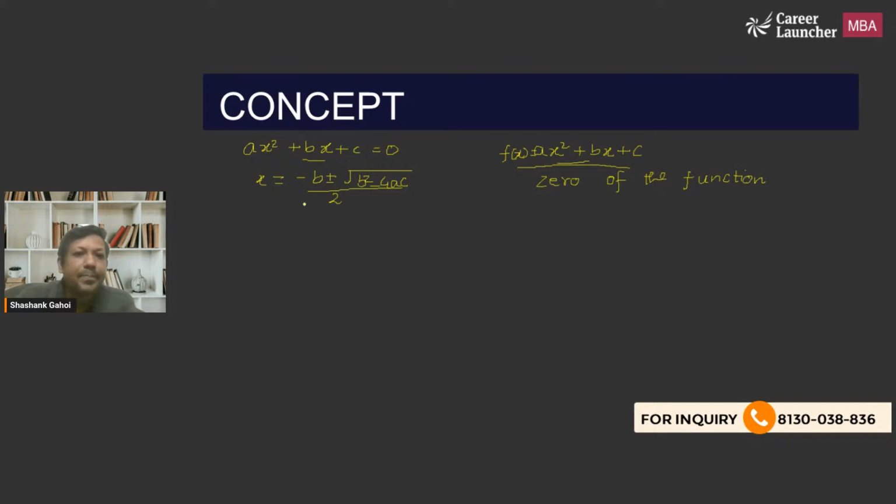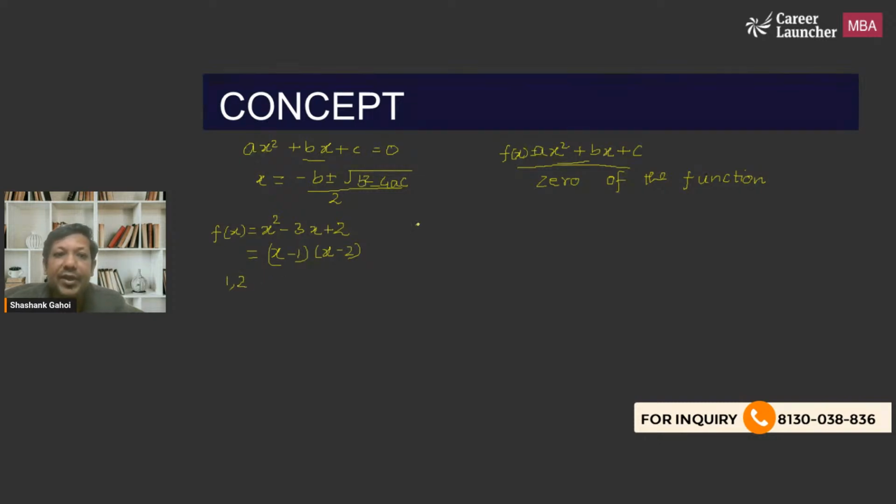So I'm going to take an example. Let's say I am going to talk about x square minus 3x plus 2, and that is f(x). I can write it in the factorized form, that is (x minus 1) into (x minus 2). If I put x equal to 1, this function becomes 0. If I put x equal to 2, this function becomes 0. So the zeros of f(x) are 1 and 2.